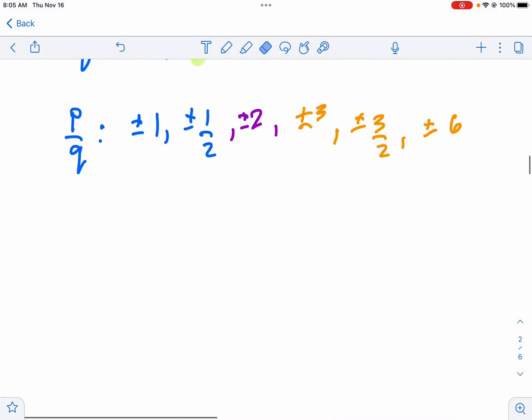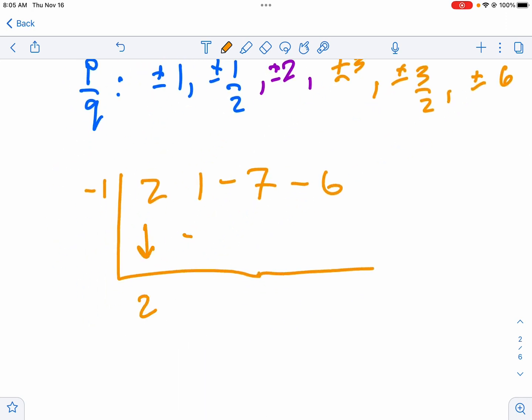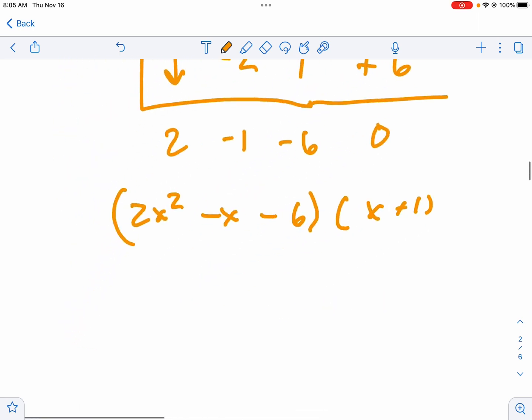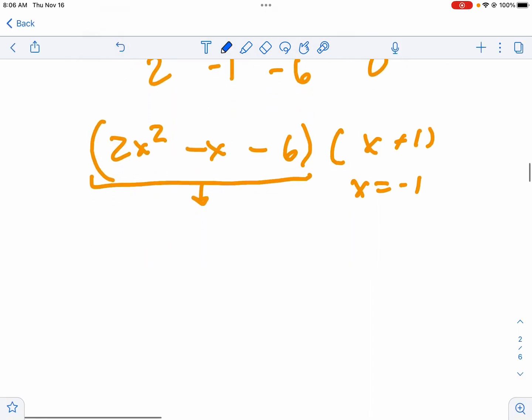So I get negative 1, and then 2, 1, negative 7, negative 6, 2, negative 2, negative 1, positive 1, negative 6, positive 6, 0. So this is 2x squared minus x minus 6, and then I have my x plus 1. So that's my factor form. You already know this root is x equals negative 1. This one, you have to use the quadratic formula because you cannot factor this by the ac method. So use the quadratic formula.